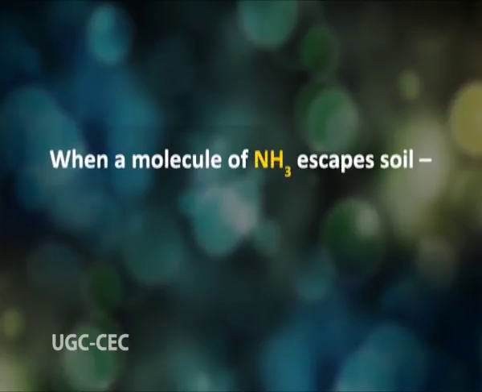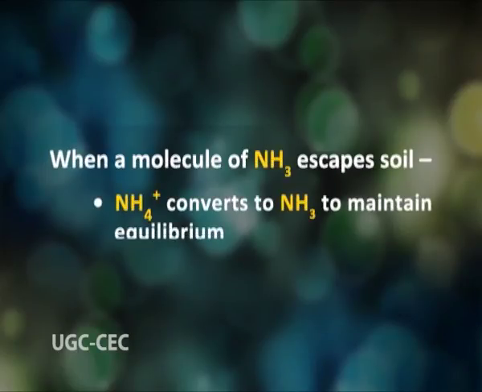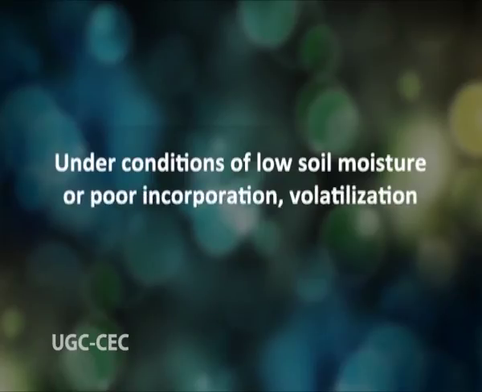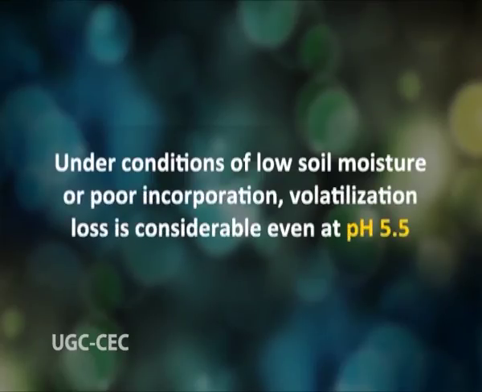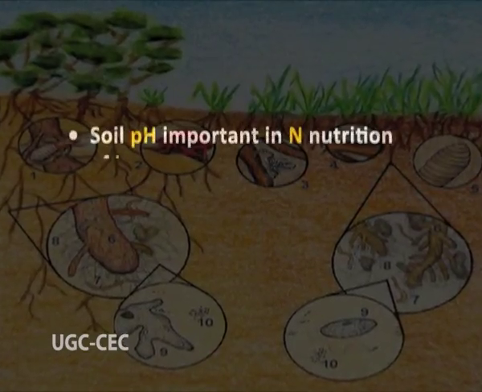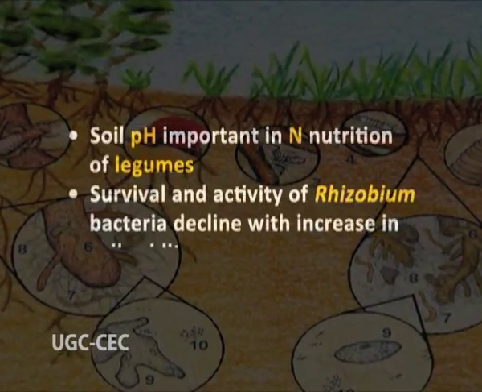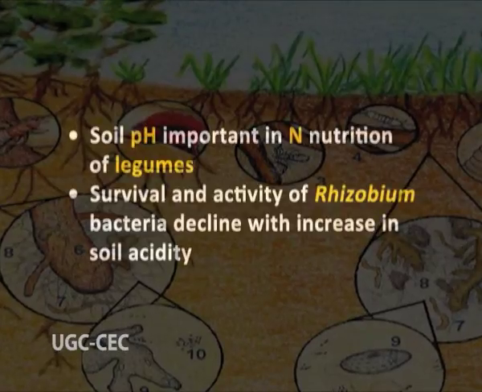But it does not mean that losses at pH 7 will be 1% or less. The equilibrium is dynamic. As soon as a molecule of ammonia escapes the soil, a molecule of ammonium converts to ammonia to maintain the equilibrium. The important point to remember is that under conditions of low soil moisture or poor incorporation, volatilization losses can be considerable even at pH values as low as 5.5. Soil pH is also an important factor in the nitrogen nutrition of legumes. The survival and the activity of rhizobium bacteria decline with increase in soil acidity.